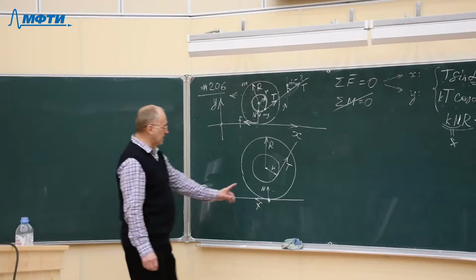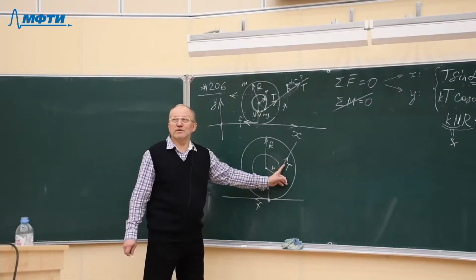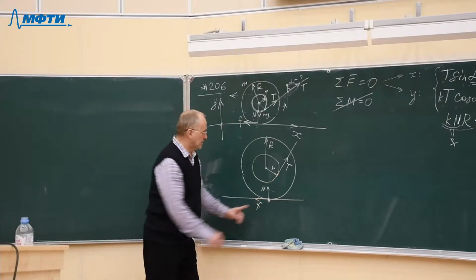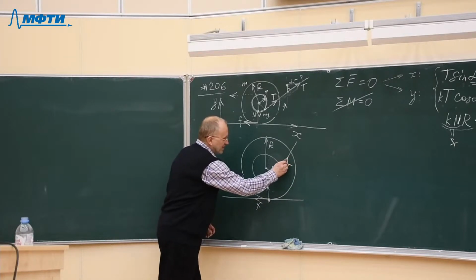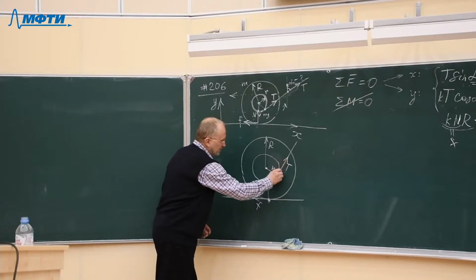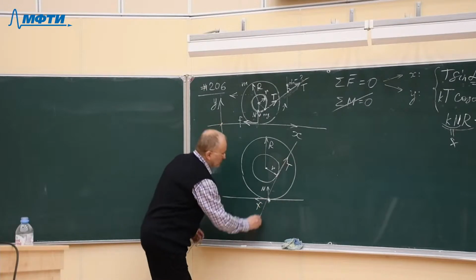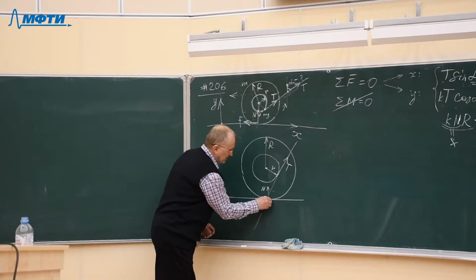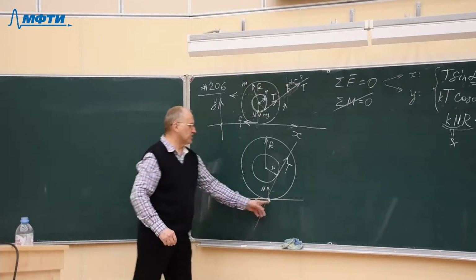In this case, only one force will have a torque, T. The torque will be equal to the force times its arm. And what is the arm of the force? The arm of the force is the smallest distance between the line along which the force acts and the axis of rotation. That is the arm of the force T if the axis of rotation is here.